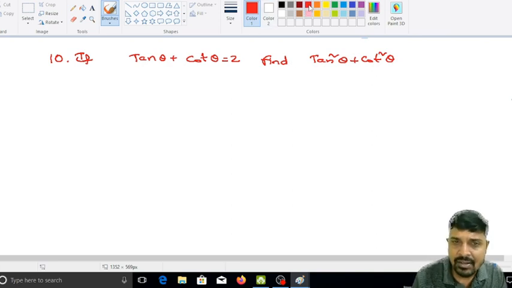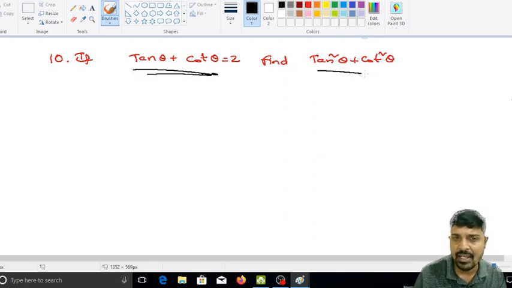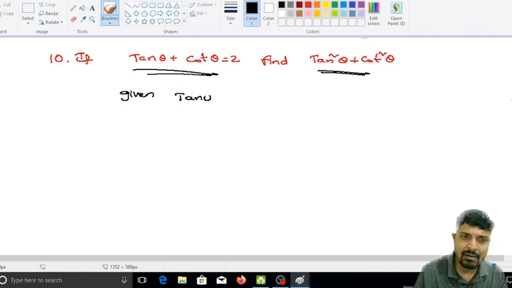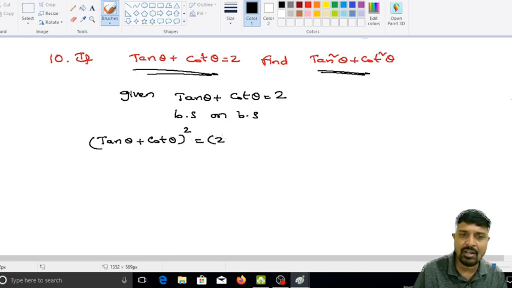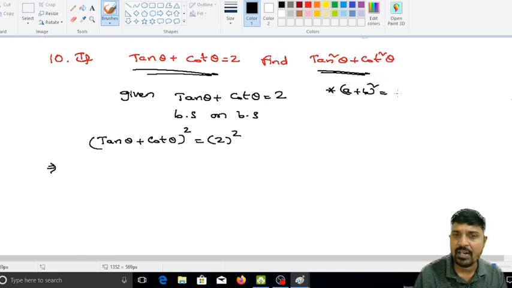Okay. See, it is the easiest problem because here tan theta plus cot theta is there, and here square is there. So obviously, given tan theta plus cot theta is equal to 2, just go for squaring on both sides. So what is the step? Tan theta plus cot theta whole square is equal to 2 whole square. This is the (a plus b) whole square formula. So what is (a plus b) whole square? A square plus b square plus 2ab.